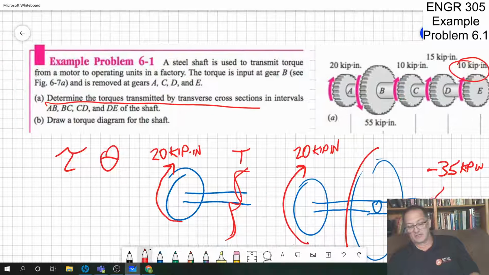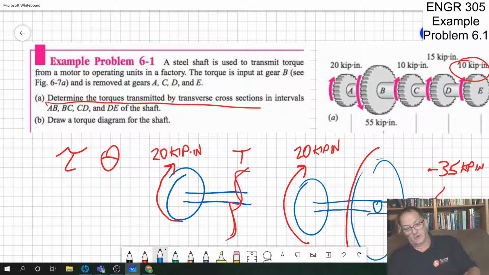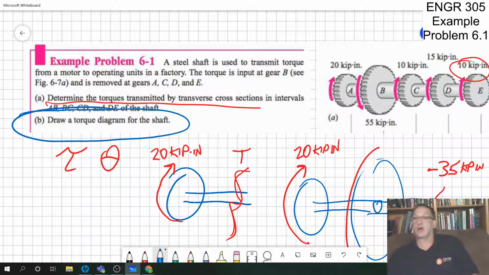And then they ask for something that you maybe haven't done before. Draw a torque diagram for the shaft. Well, it would be pretty easy to draw if you knew what it was. And a torque diagram, I think you already have done this in 202, is like a shear diagram or a moment diagram, where we're going to draw the torque as a function of its distance across the shaft.